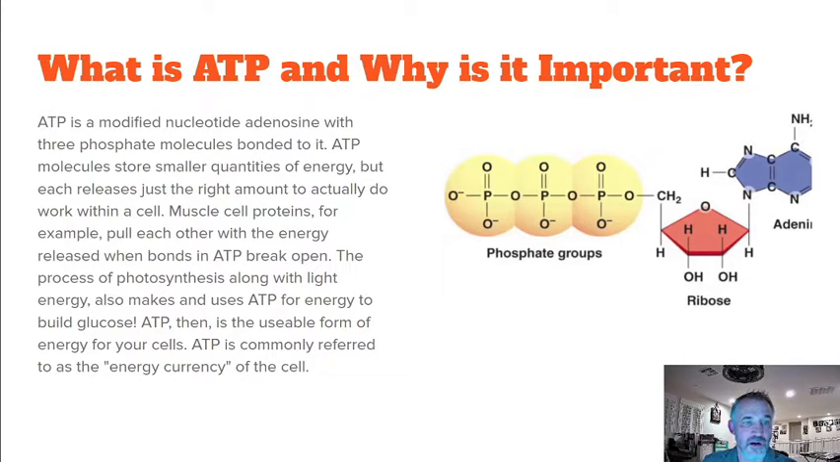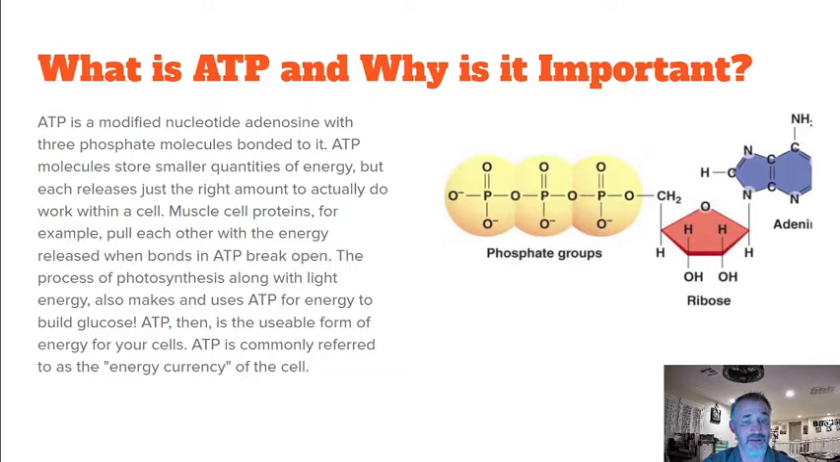ATP molecules store smaller quantities of energy, but each releases just the right amount of energy to actually do some work inside a cell. In a muscle cell, proteins, for example, pull on each other with the energy released when the bonds of the ATP break open. So when these phosphates pop off, we're allowed to use that energy to allow a muscle contraction or whatever else we need to happen inside our bodies. The process of photosynthesis, along with the light energy, also makes and uses ATP for energy to build glucose. And we looked at that in the previous lesson.